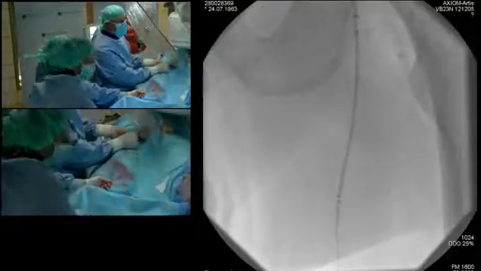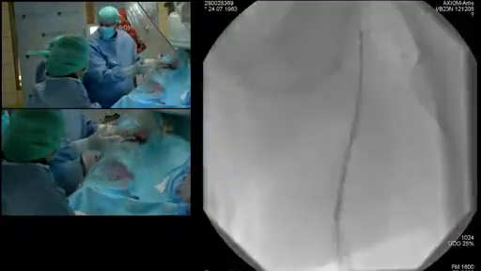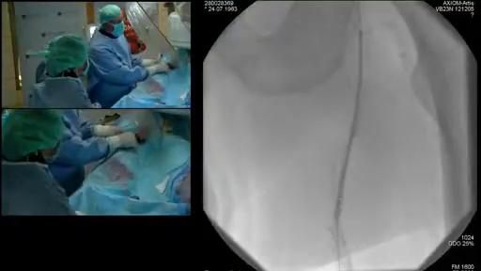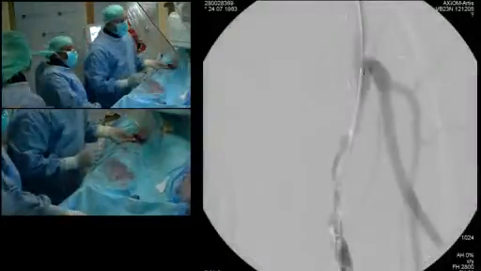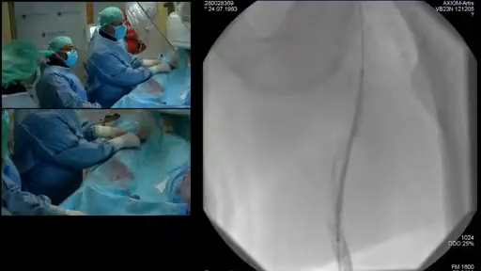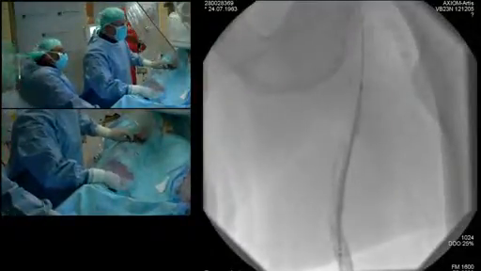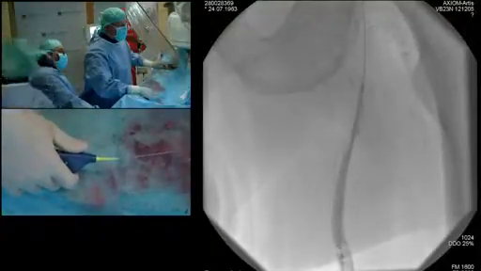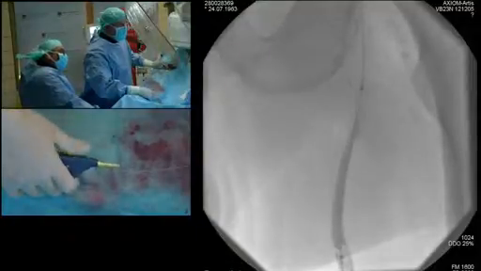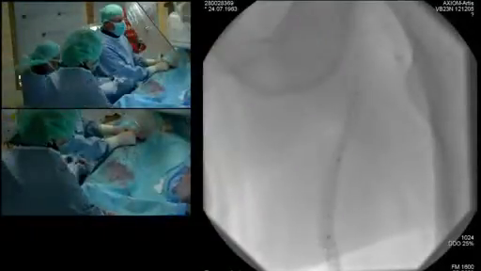Just double check. Okay. You see now where the stent opens, the subtotal occlusion. We have an inflow. Yes, we still have material inside. Take a thick wire, right? Oh, that's a short one.